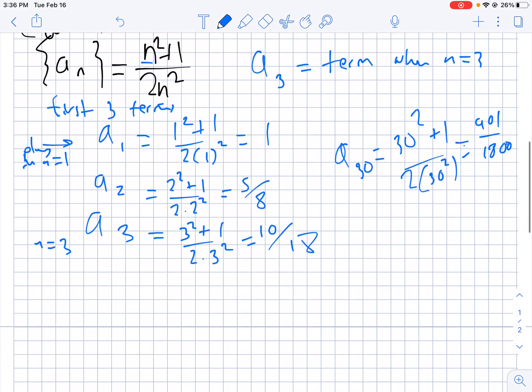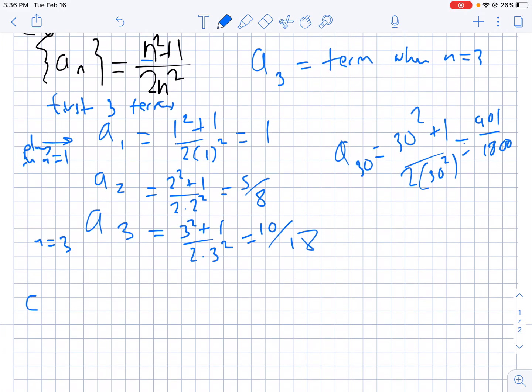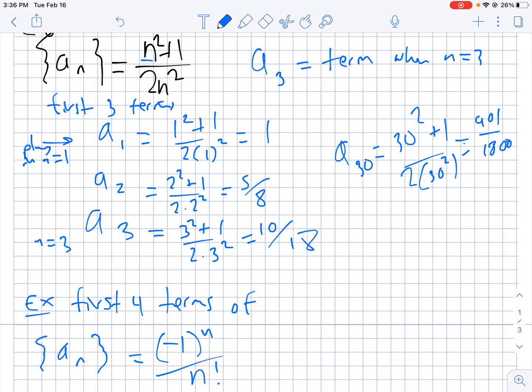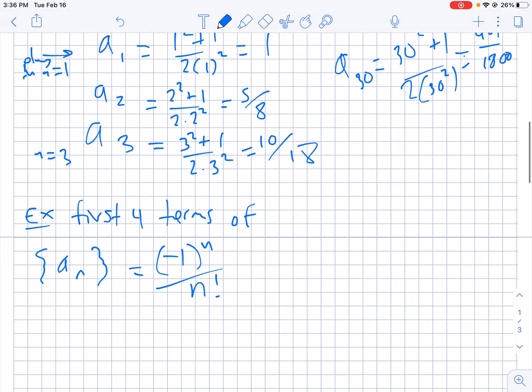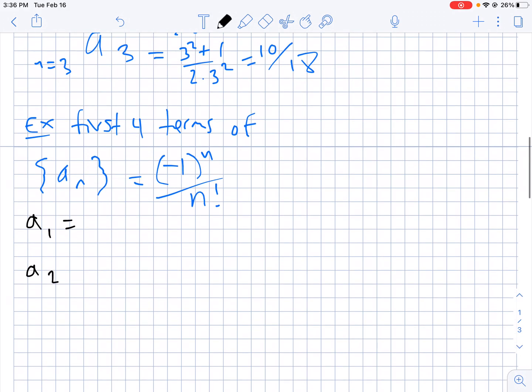Okay, here's another fun example. Let's suppose we have to write the first 4 terms of this sequence. Let's say a sub n is equal to -1 to the n divided by n factorial. When I say the first 4 terms, usually we're going to start at n equals 1. This isn't comp sci, so this is a sub 1, a sub 2, a sub 3, and a sub 4. Now, I want to remind you of what the factorial does.